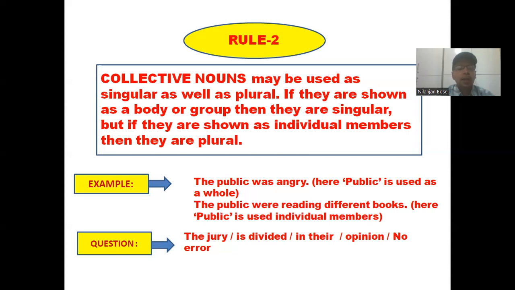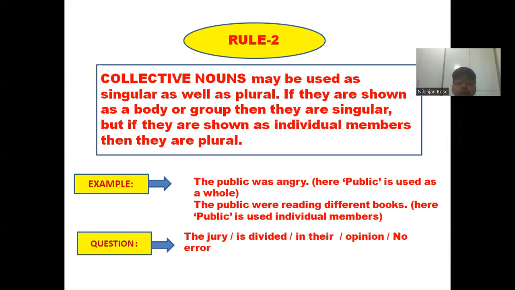Correct? Now, the next question is for you: the jury is divided in their opinion. You should be pretty sure about it: if we are talking about a collection of judges, when there is division in opinion, when the opinion differs, it means there is definitely more than one opinion, right? So the jury here is to be considered plural.